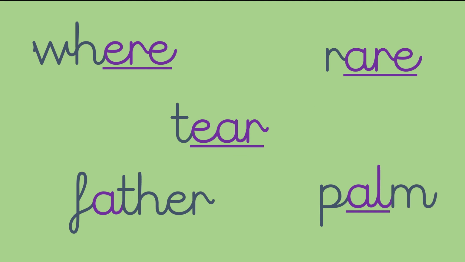Okay, let's move on. Right, so we've got the word where. It's got the WH, it's got ERE, is the air sound in where. In rare, it's the A and the R and the E that makes the air sound. In tear, there's E, A and R that makes the air sound. In father, you've got R, the A makes an R. And in palm, the A and the L makes the R sound in there too.